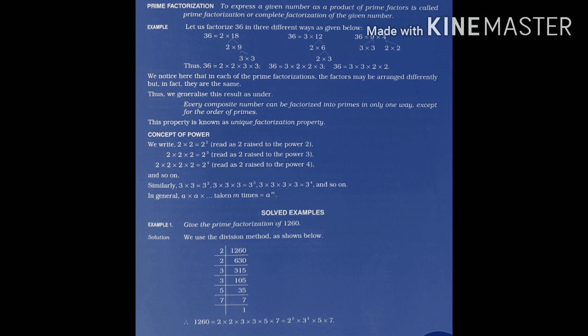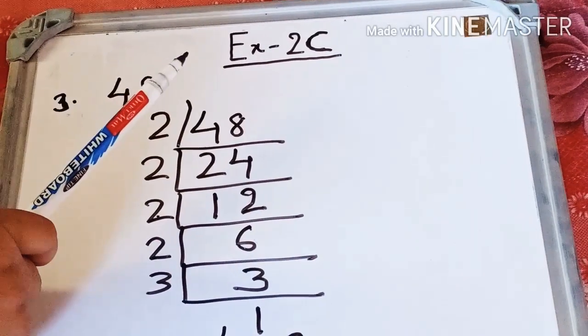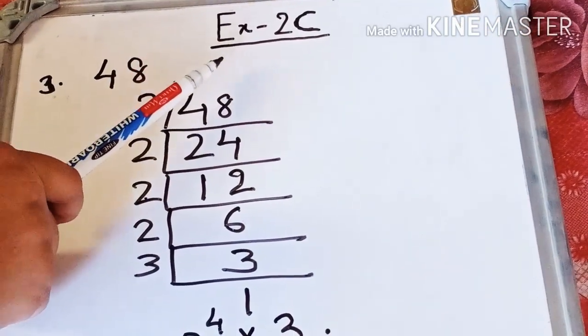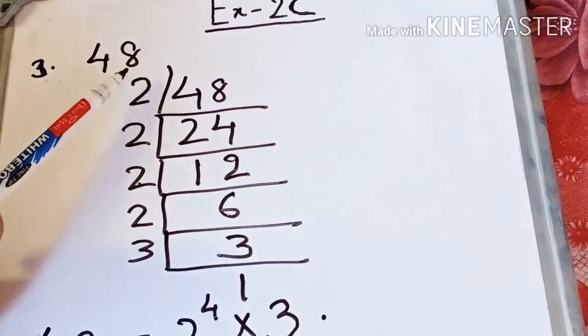See, we can also write it as 2 to the power 2 into 3 to the power 2 into 5 into 7. Now let's do some sums. Let's start solving a few sums of exercise 2C. The first one is question number 3, 48.